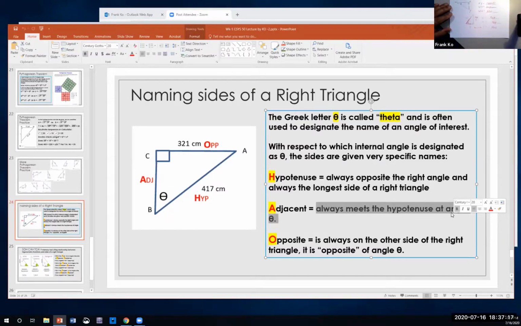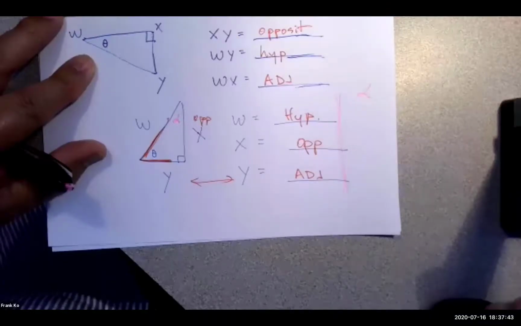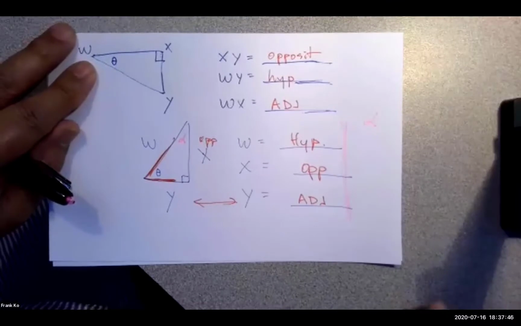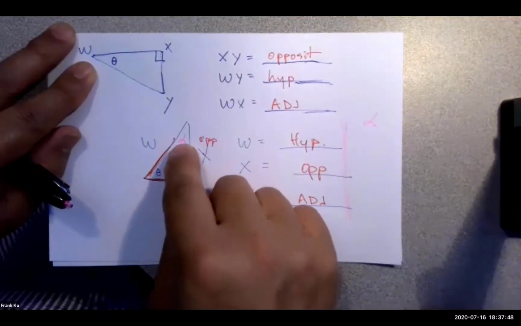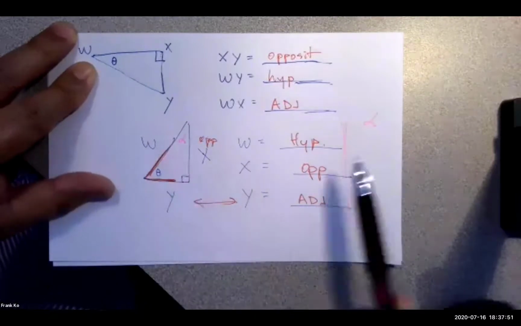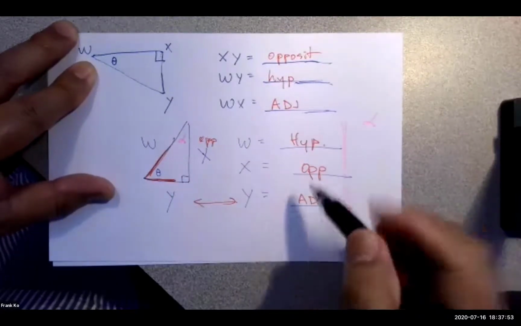Now suppose for a moment I do something else here. Suppose for a moment I make this guy angle alpha. This is a symbol for alpha. So with respect to alpha, the naming. So here, let me go ahead and change this. Stop the share and go back to my camera. All right, so if I name this other angle here alpha, then does the name of these sides change?